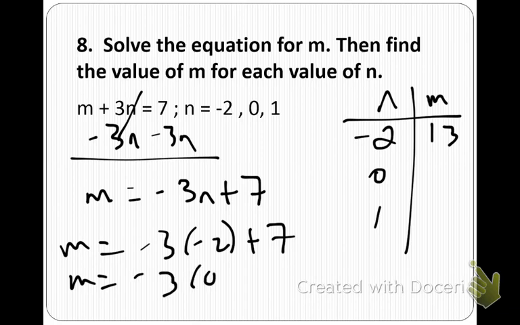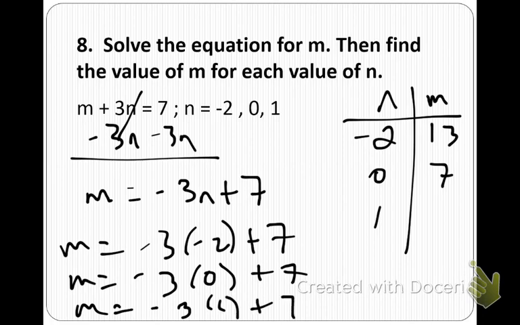Plug in 0 for n. Negative 3 times 0 is 0. 0 plus 7 is 7. And then plug in 1 for n. Negative 3 times 1 is negative 3. Negative 3 plus 7 is 4.